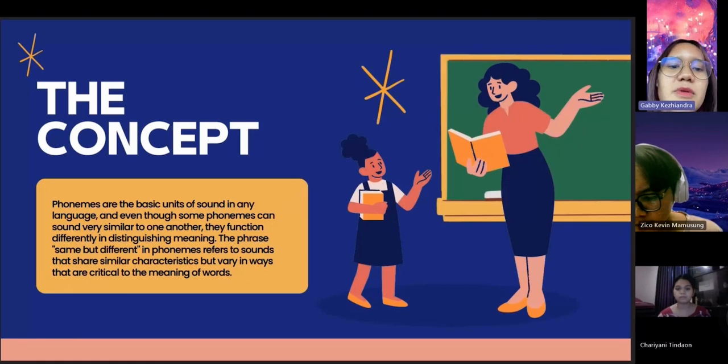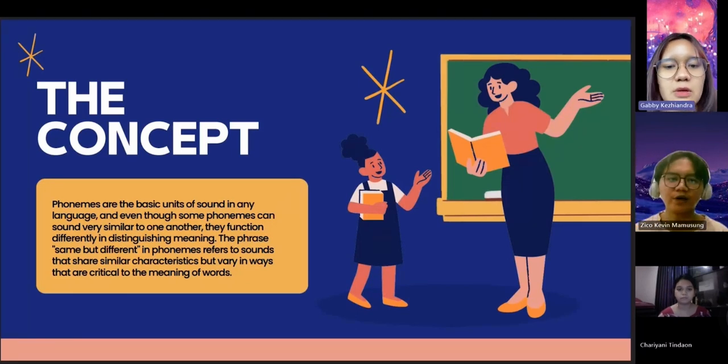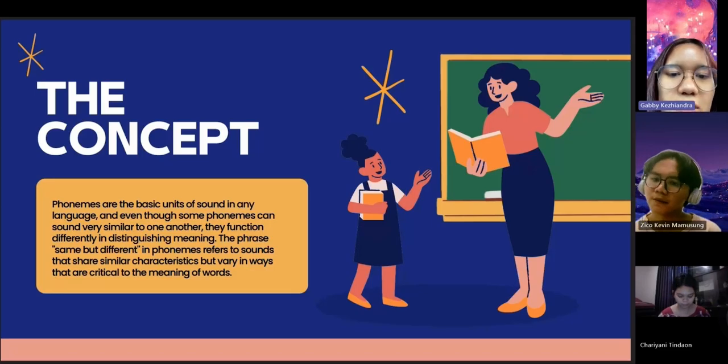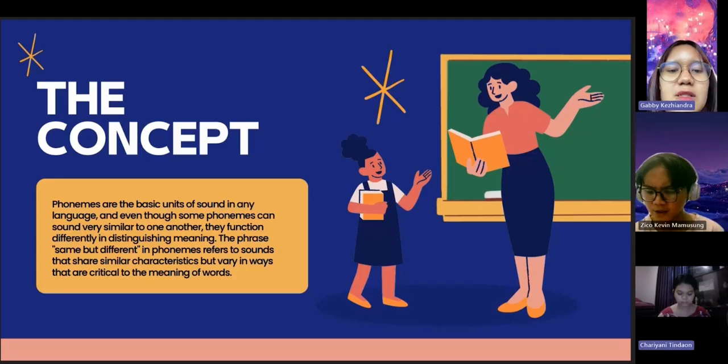So the concept of phonemes: they are the basic units of sound in any language, and even though phonemes can sound very similar to one another, they function differently in distinguishing meaning. The phrase same but different in phonemes refers to sounds that share similar characteristics but vary in ways that are critical to the meaning of words.